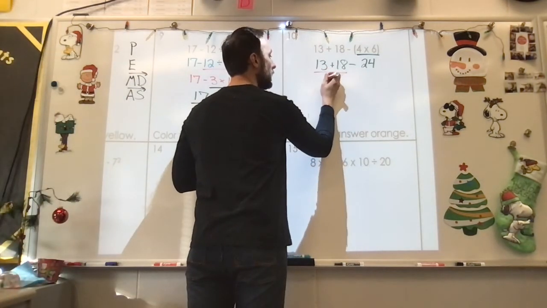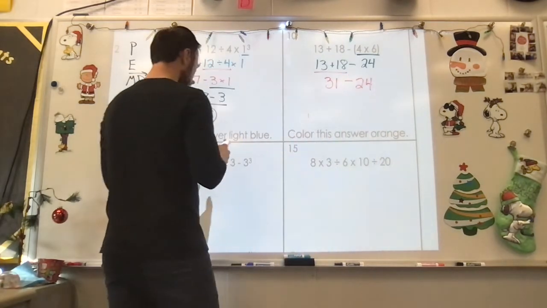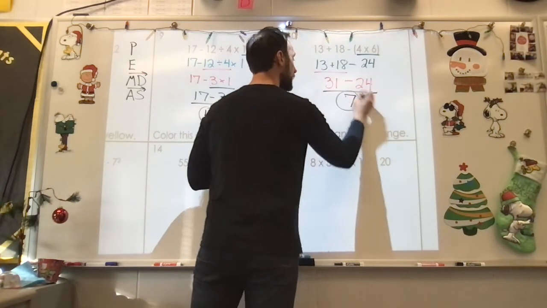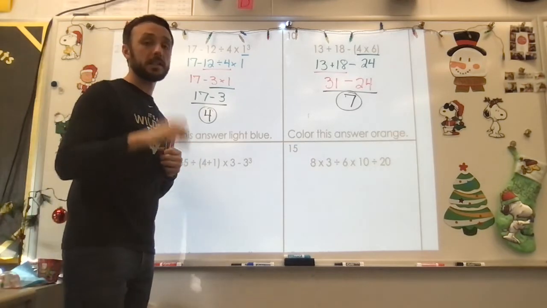13 plus 18 would be 31, minus 24. Then I need to subtract. And 31 minus 24 would be 7. So that's my answer. So once again, it's between 0 and 20. That's good. It's positive. That's good.